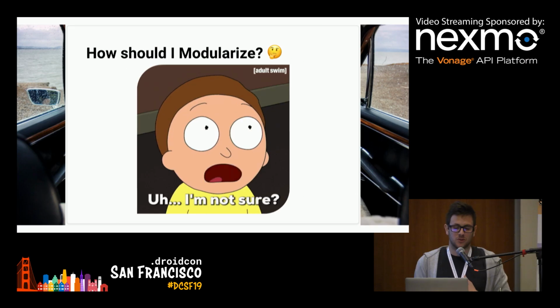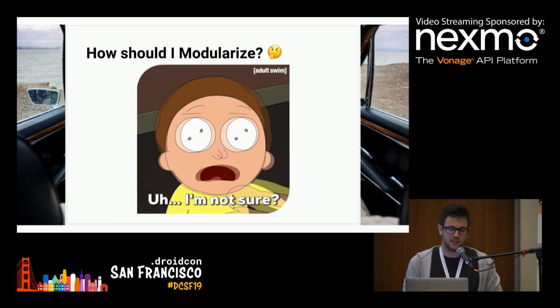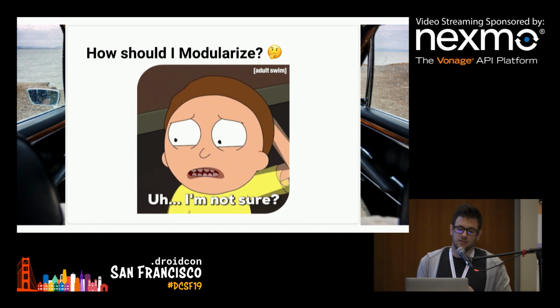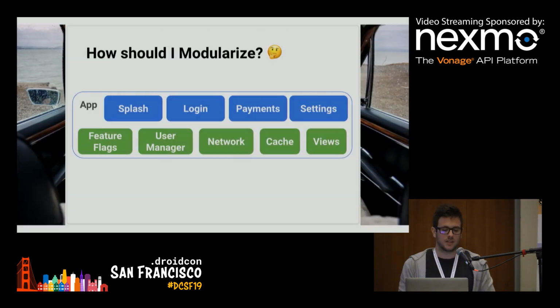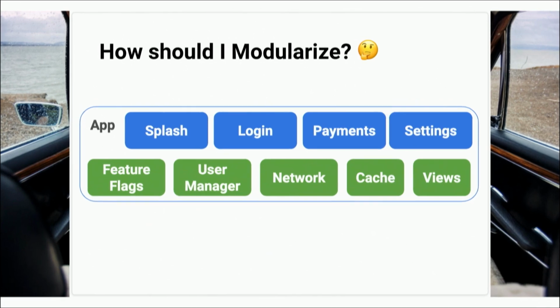So how should we modularize our project? Let's cover most of the common approaches I've seen. There's no right or wrong answer, but I want to explain the advantages and disadvantages I saw from each one. Before that, let's picture a pretty simple app. We have features very common in many apps, like splash, login, payments, and settings screens.